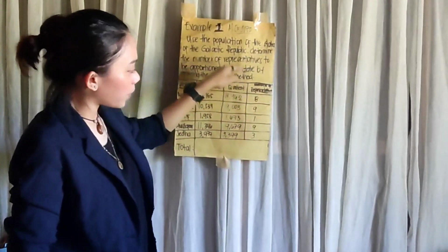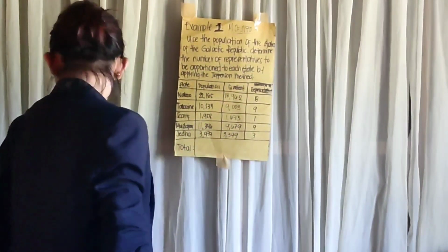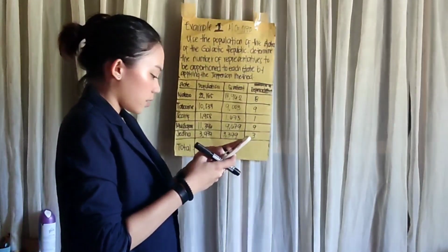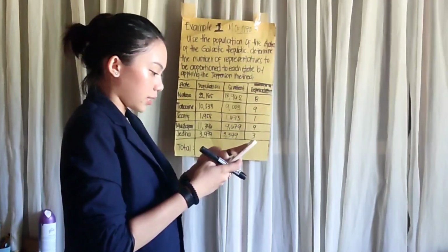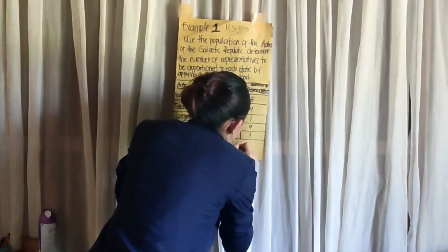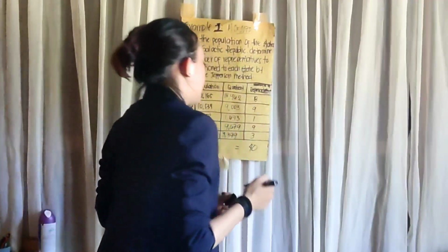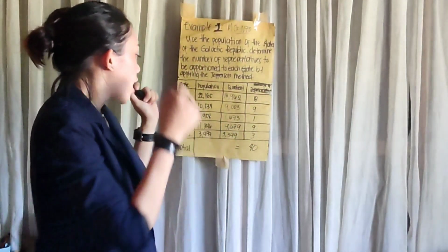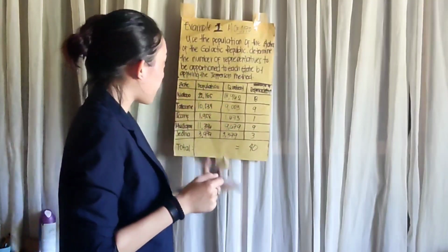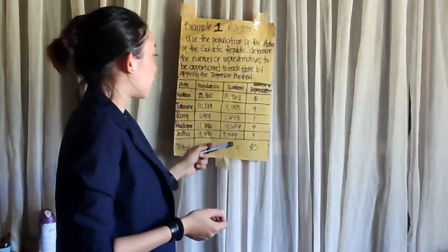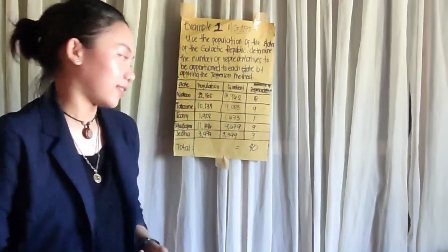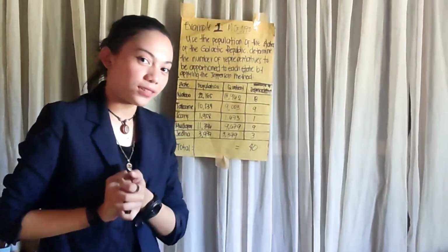To get the total number of representatives apportioned, you add these numbers: 18 plus 9 plus 1 plus 9 plus 3 is equal to 40. So there you have it, you have your representatives apportioned to each state of the Galactic Republic, a total of 40. Let's proceed to example number 2.